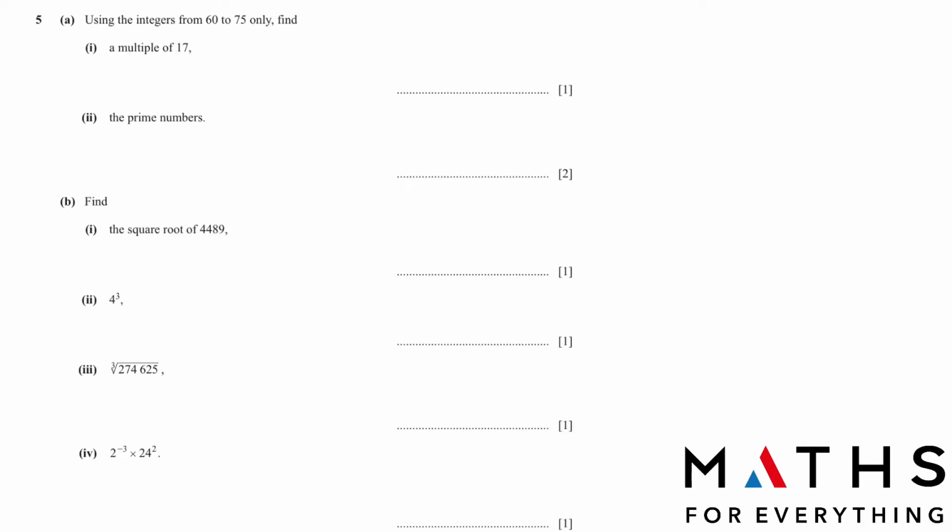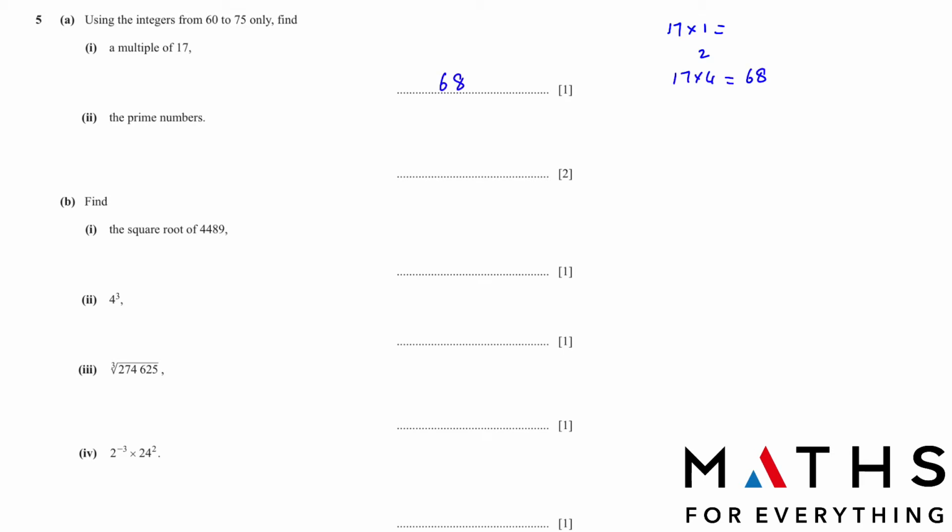Question number 5. Using the integers from 60 to 75 only, find a multiple of 17. The easy way to do this is, in your calculator, multiply 17 by 1, 17 by 2, and see which number you are getting, which is between 60 and 75. You will get 17 times 4 is equal to 68. So that is your answer.